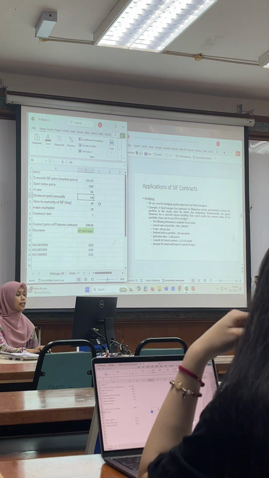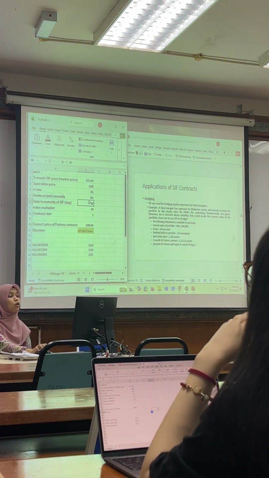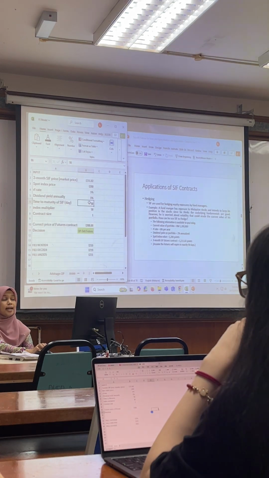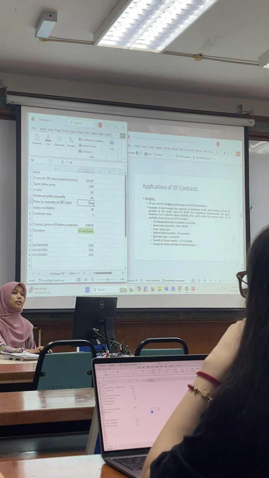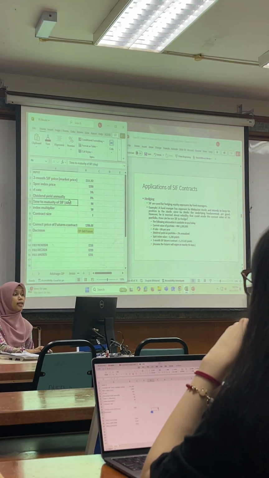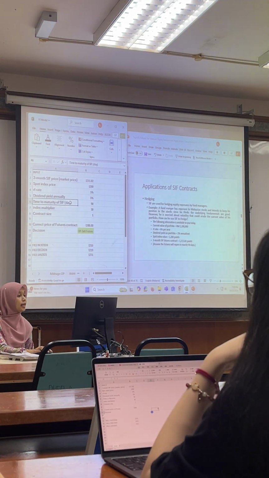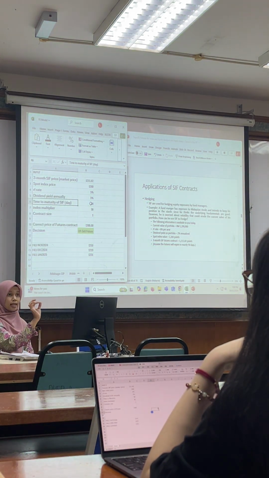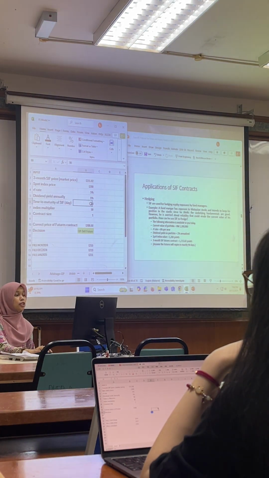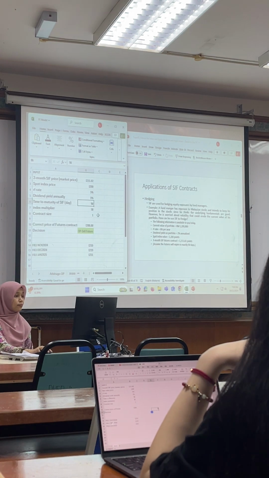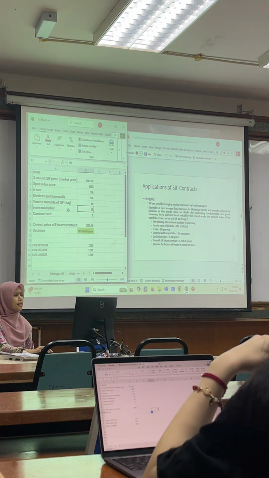So time to maturity. Time to maturity is how long you are going to hedge. You can put this at 3 months, it's okay. If you say you put it in days, or if you put it in months, you can put 3 here. Later in the calculation, you know that this is for 3 months.